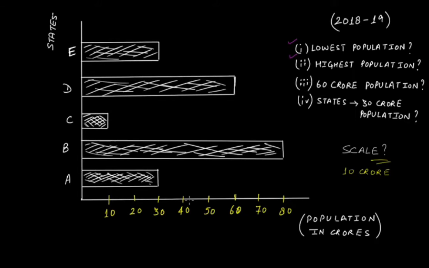Which state has a 60 crore population? So 60 is here. You can clearly see that against the 60 we have this bar, that is for the D state. So state D has 60 crore population.